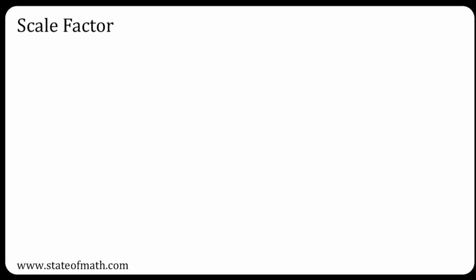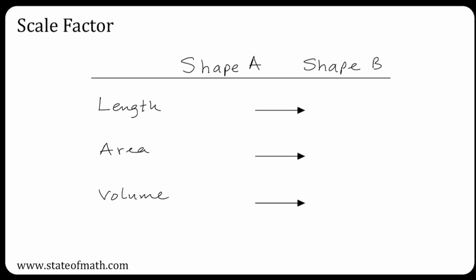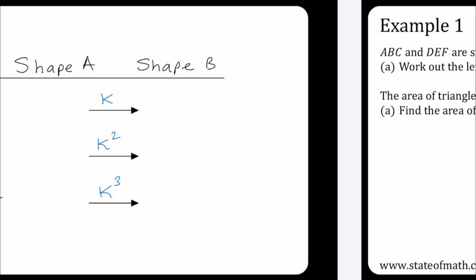Once we find the scale factor for the lengths, we can then find the scale factor for the areas and the volumes. I like summarizing these on a table. So, if we call the scale factor for the lengths k, then the scale factor for the areas is equal to k squared, and the scale factor for the volumes is equal to k to the power of 3.